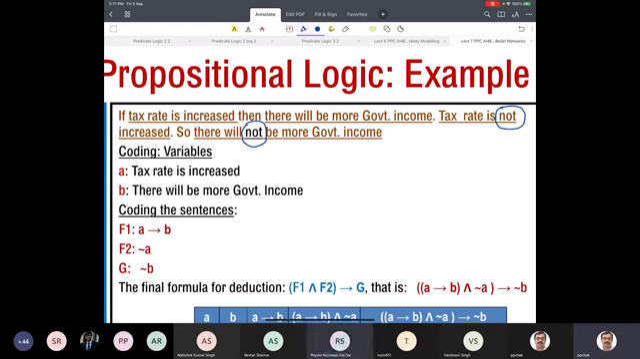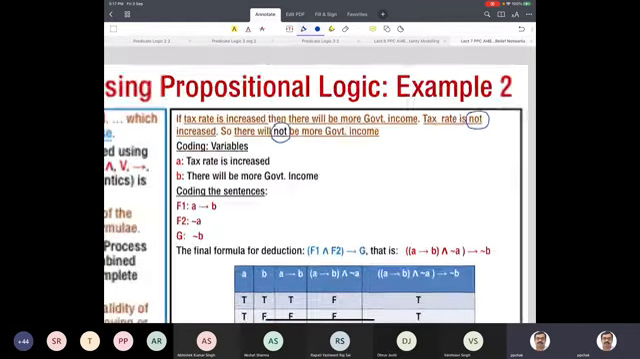No, sir. Why do you say I cannot conclude this? Because it might be one of the factors, not the only factor. Yes, so government income can be from other factors, right? So it might be one of the factors. So how do I prove it in logic?